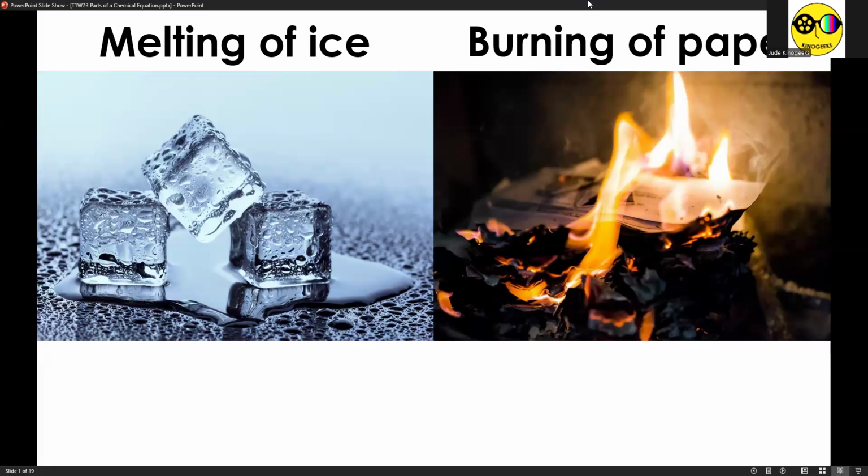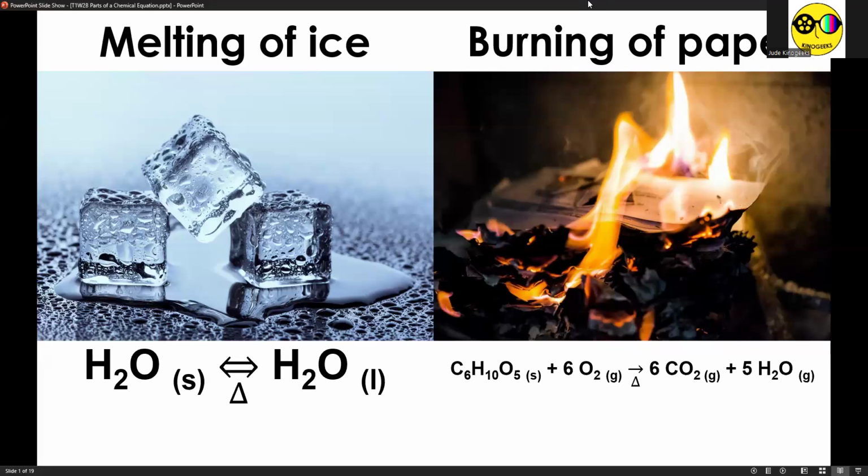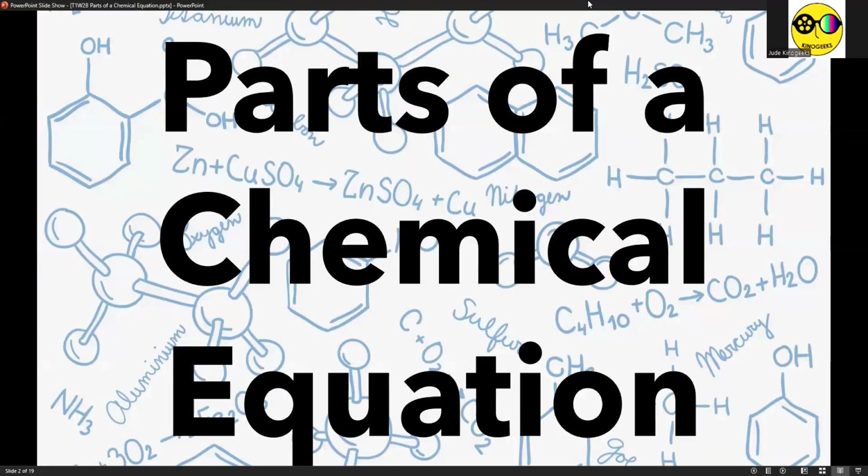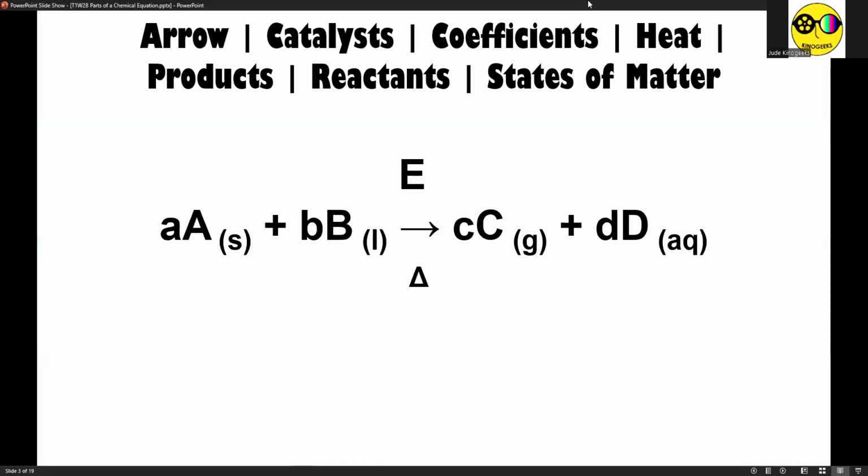Okay, so in science, even if the shortcut term for these processes is written as what you saw above, we express these kinds of reactions in terms of chemical equations with several chemical formulas, numbers, symbols, and even elements. So our new lesson has something to do with parts of a chemical equation. There are 7 parts of a chemical equation based on the template that I asked you to write this morning. So we have arrow, catalysts, coefficients, heat, products, reactants, and states of matter.